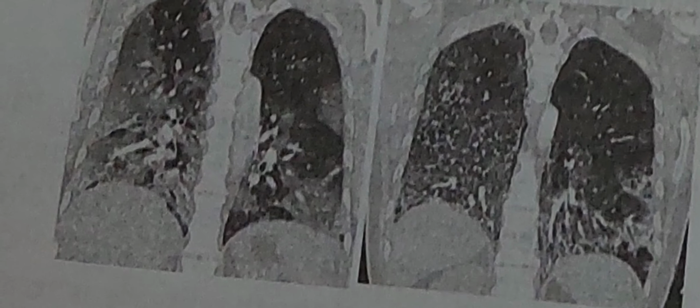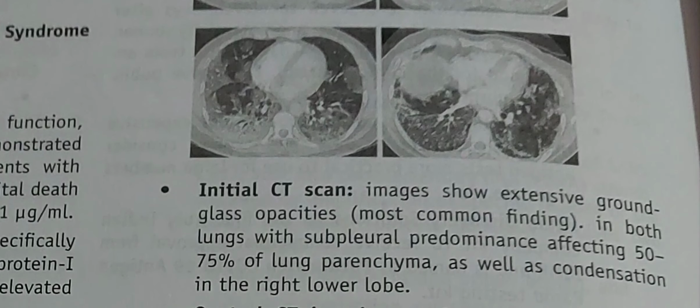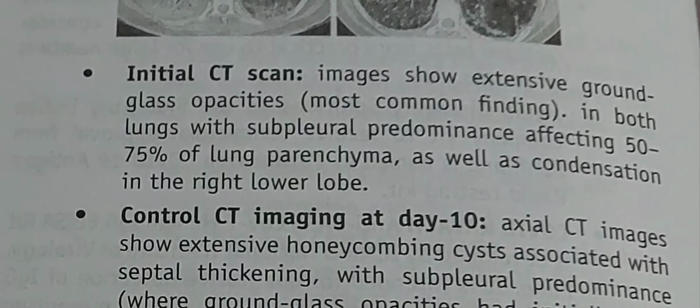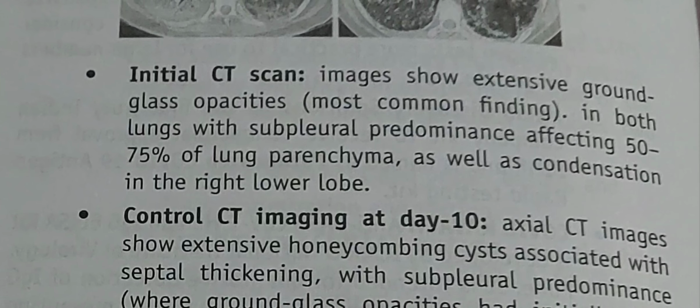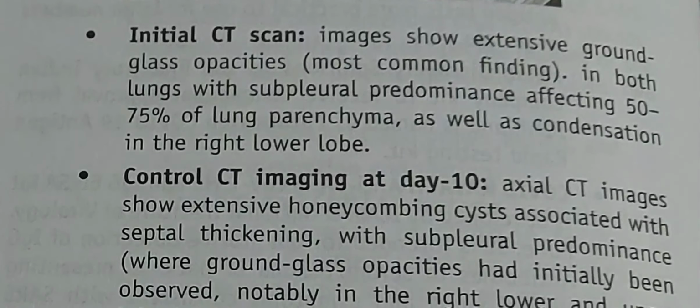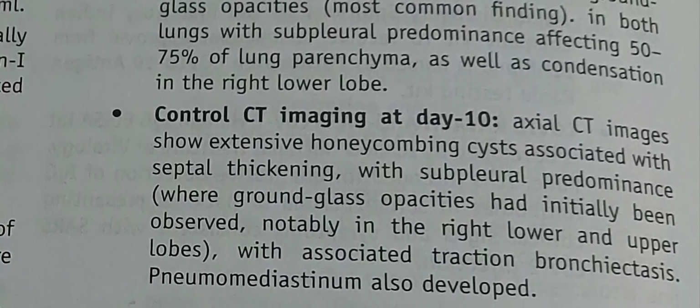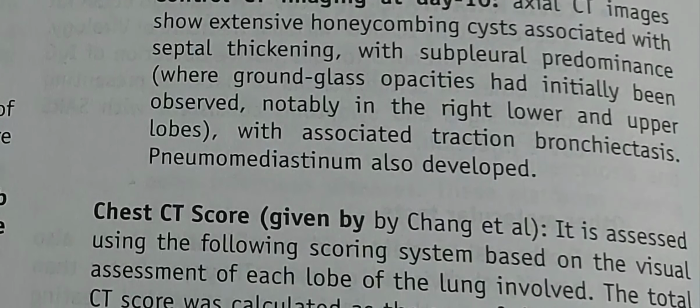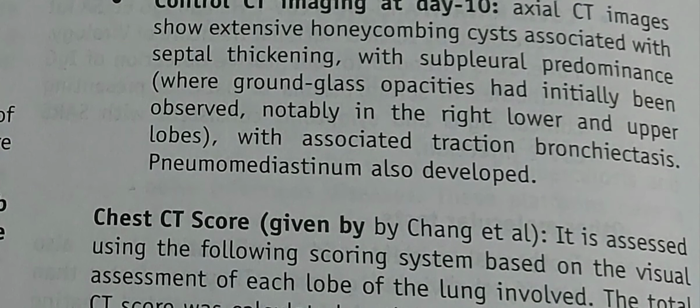Okay, so you can see the images. Severe consolidations can be seen. So these are the different images. You can also find them on Google. If you find an initial CT scan, the images show extensive ground glass opacities in both of the lungs. But after that, on control CT imaging at day 10, you will have an axial CT image which shows extensive honeycomb cysts associated with septal thickenings and subpleural predominance, where ground glass opacities had initially been observed. Later, you will find honeycomb cysts with thickenings.